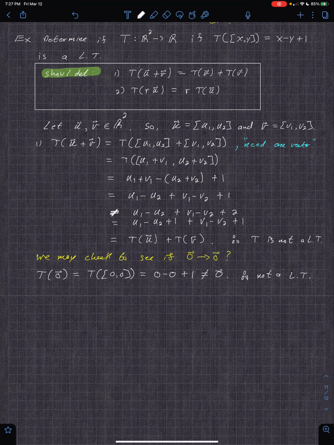Okay, so again, another one that's not a linear transformation. Let's do one that is. And then we'll stop here, and then we'll wrap it up.